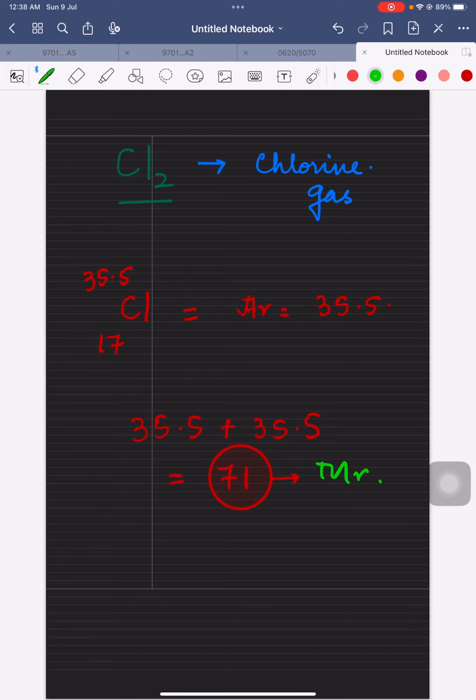Okay, so differentiate between Ar and Mr very clearly. Ar is the relative atomic mass of a single atom, whereas Mr is the relative molecular mass of more than one atom. This more than one atom can be of the same element, or of different elements as well. Okay, I'm now going to give you certain examples related to the diffusion process. Move on to the next page.